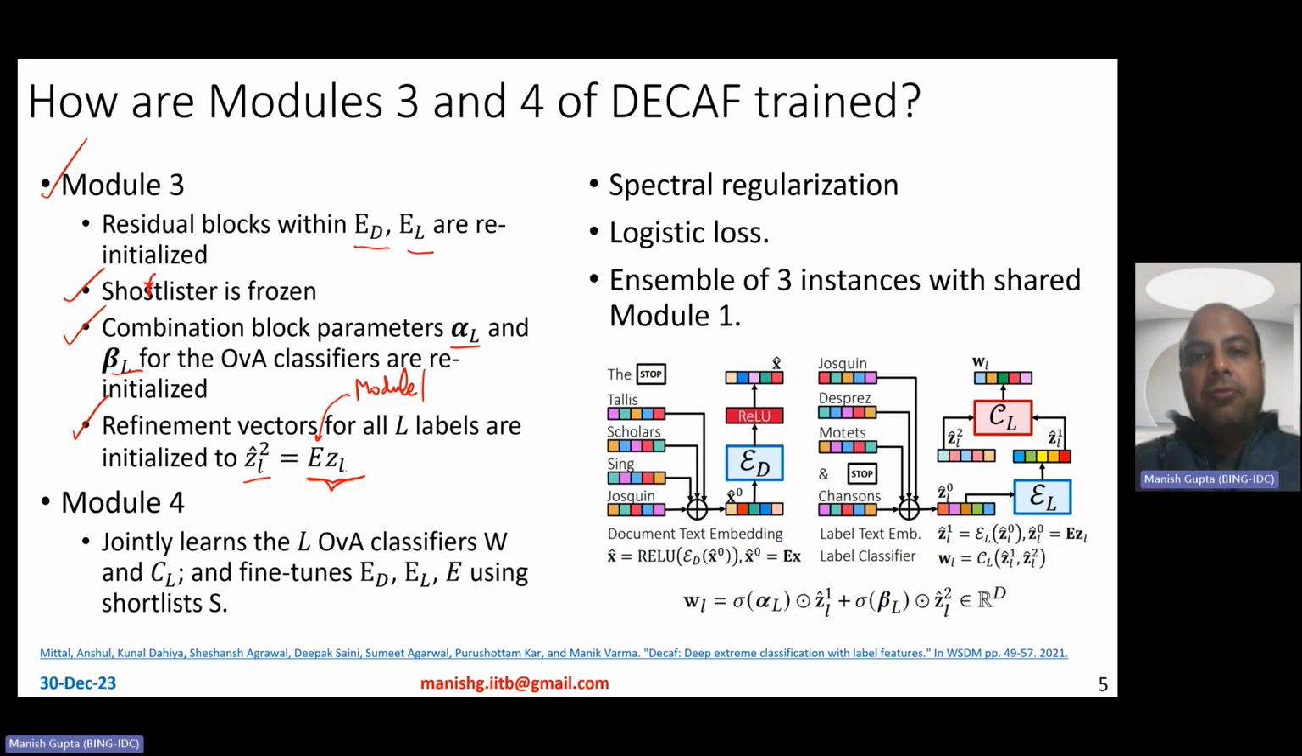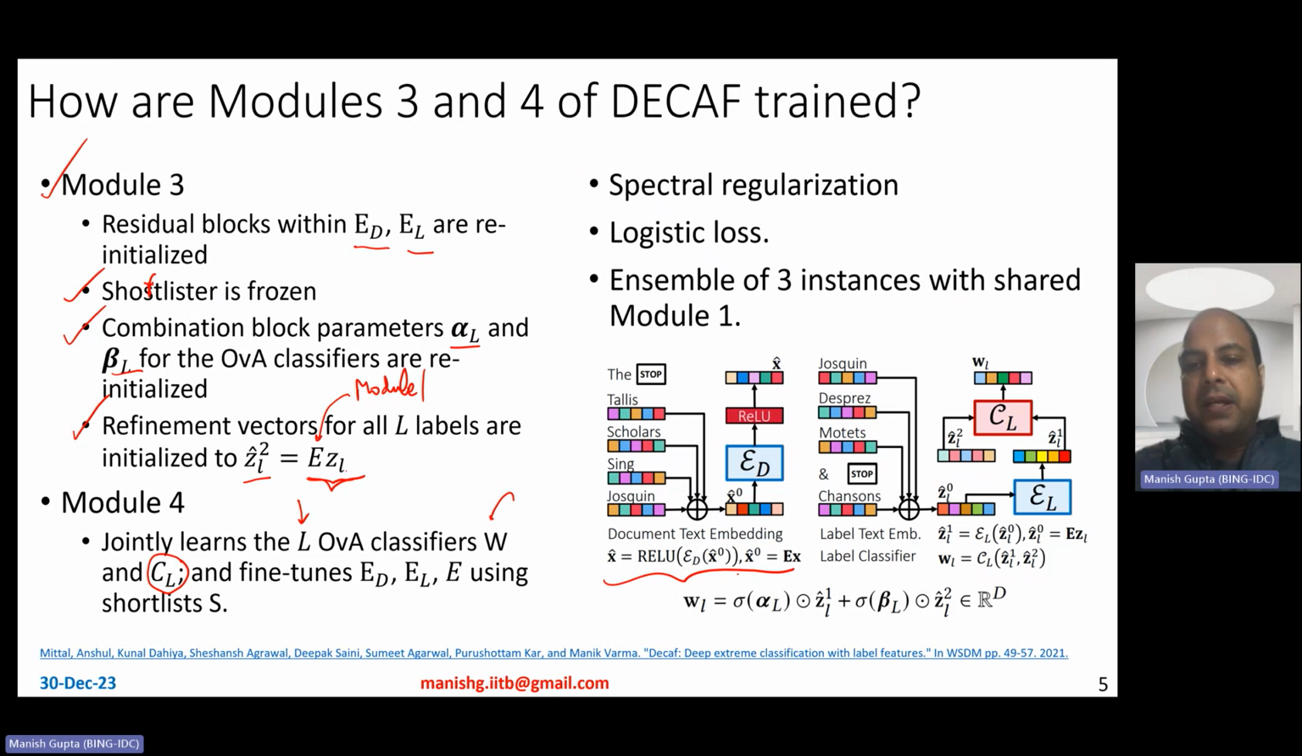Now, what happens in module 4? Module 4 is, of course, the main training of Decaf. So you jointly learn L different one versus all classifiers, and these classifiers are going to be called W. And you're also going to learn a combination block. So in fact, let me start talking in terms of the picture that you see. You already know about this document text embedding, and you're going to do that.